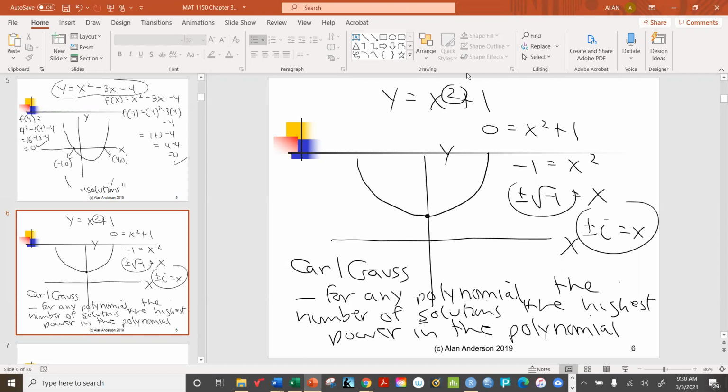Okay, so in other words, he's basically saying, yes, they do exist. We know, and the proof is beyond the scope of this class, but he's saying no matter what the highest power is, that tells me how many solutions there are, but that includes potentially both real and imaginary solutions. So in a case like this, the solutions are imaginary.